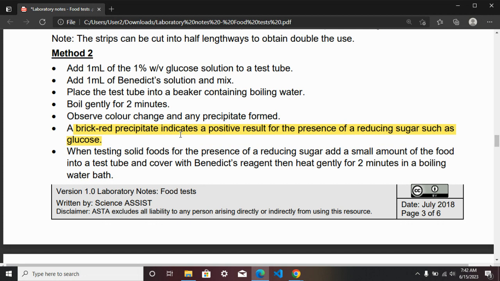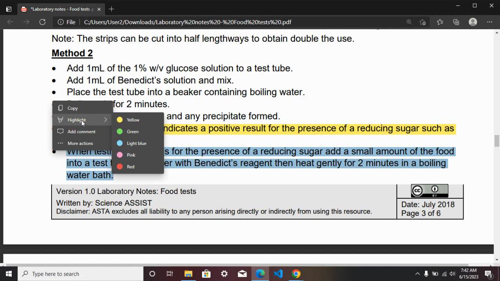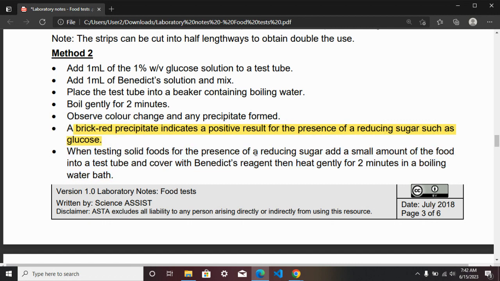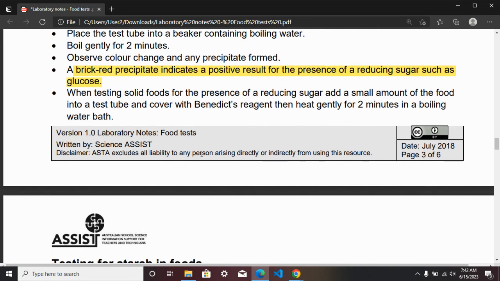When testing solid foods for the presence of reducing sugar, we will need to prepare a liquid solution of it. So we have to scratch it, add it to the water gently, and we have to mix.